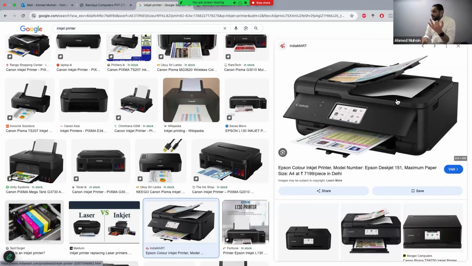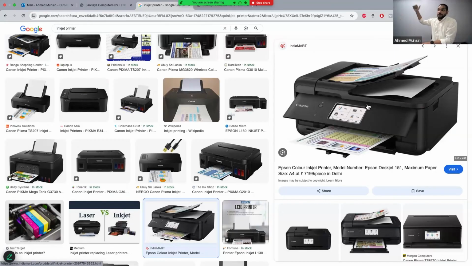It also supports color printing. It's a good deal, which is why normally for home purposes, we use an inkjet printer. And we have one more thing. The purchasing cost of an inkjet printer is quite low.